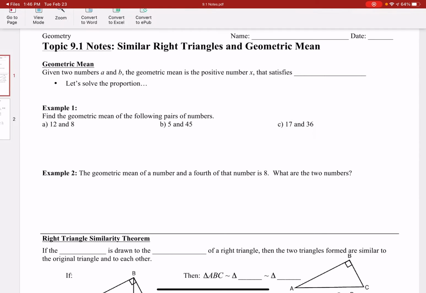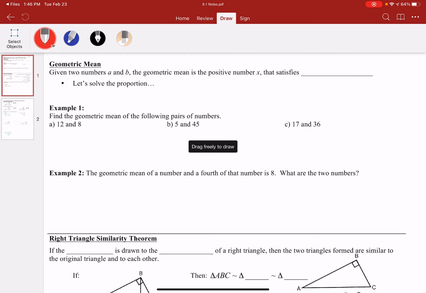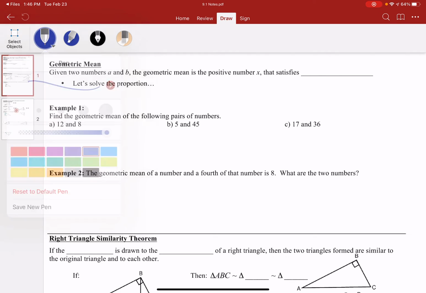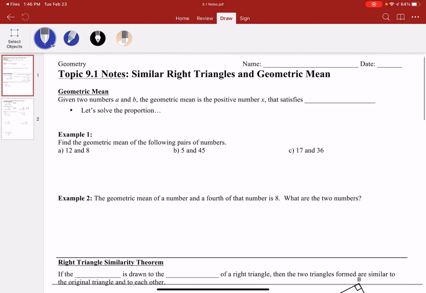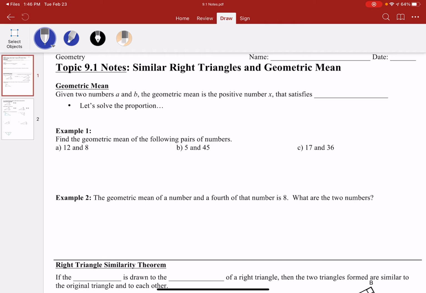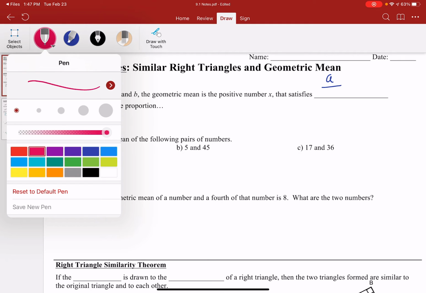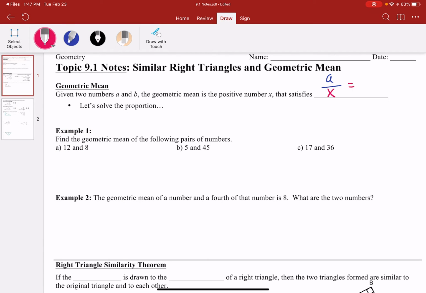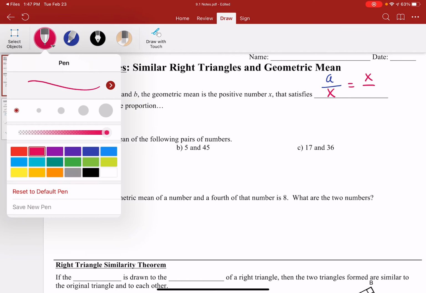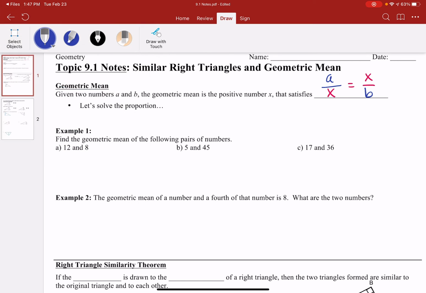So geometric mean is something we can look at actually as a proportion. Geometric mean is a number, and it says that given two numbers, A and B are just any generic numbers, the geometric mean is the positive number x that satisfies the proportion A, so one of our given numbers, over x equals x over our other given number, which is B. And x is going to be like our geometric mean value.